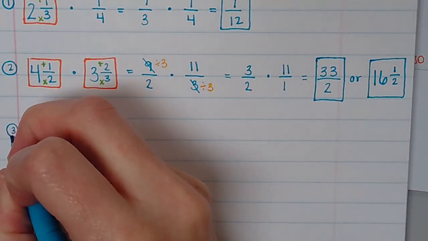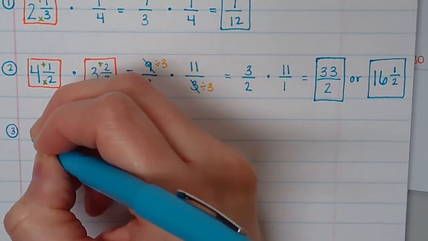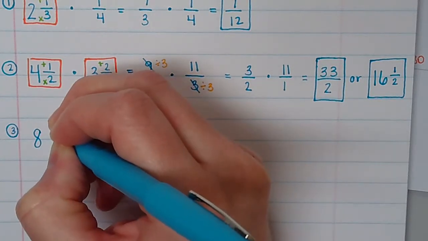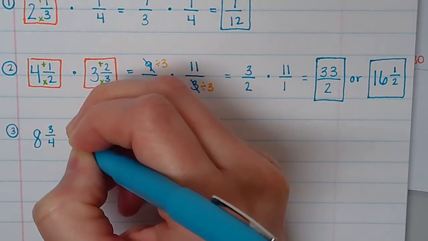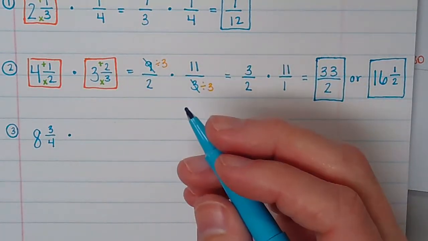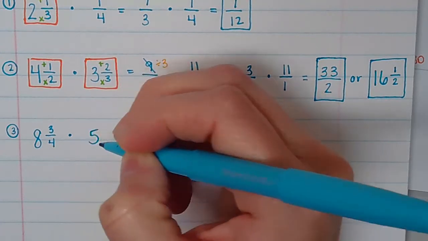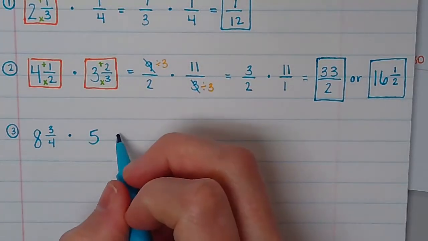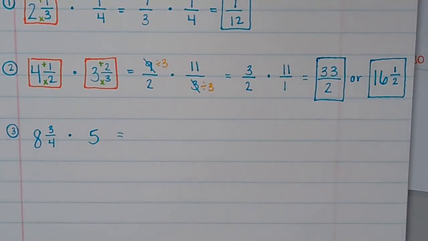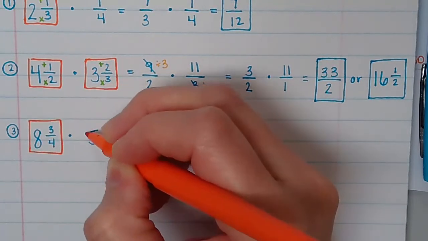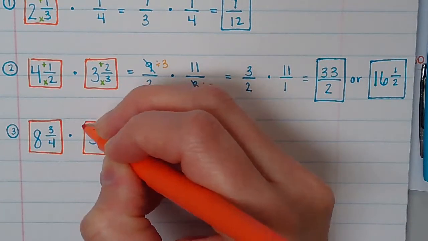Let's do, I don't know, 8 3/4 times, let's get crazy. Let's do 5. Okay, don't panic, I'll help you. All right, so both of these are going to be an issue because both of them have whole numbers in them, so I can't be working with that. Things have to be in fraction form.